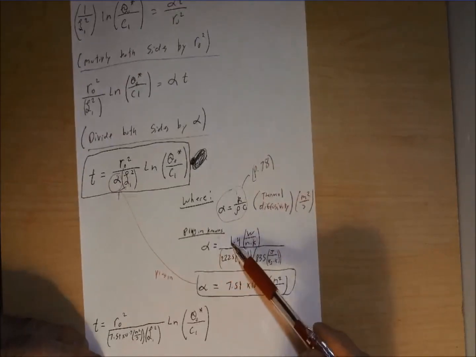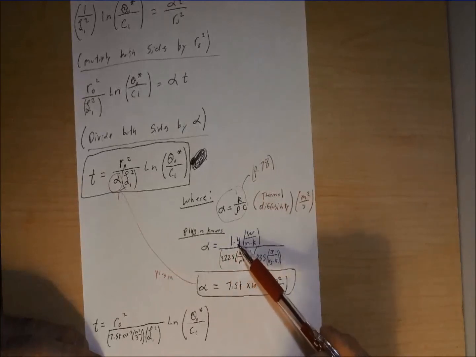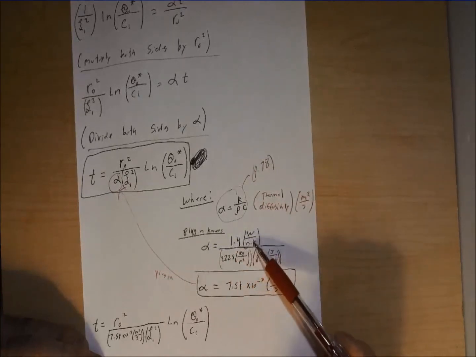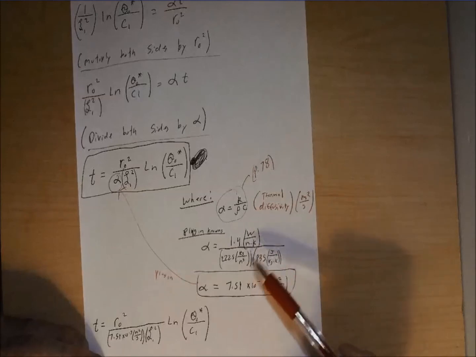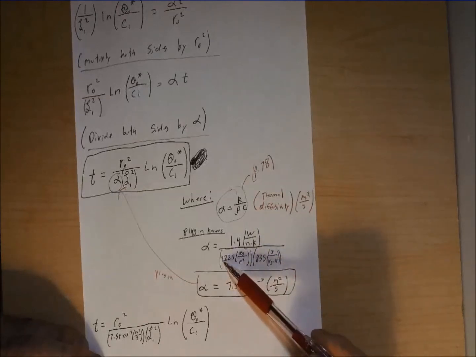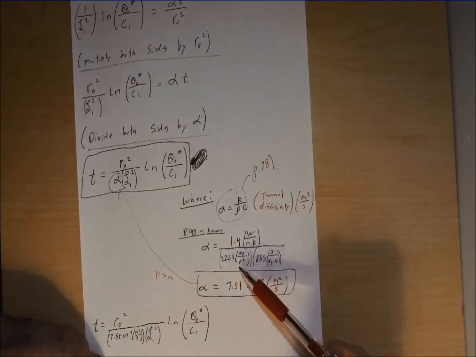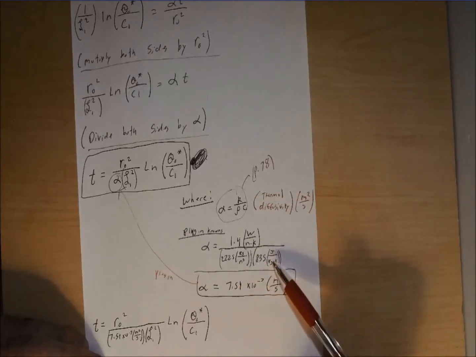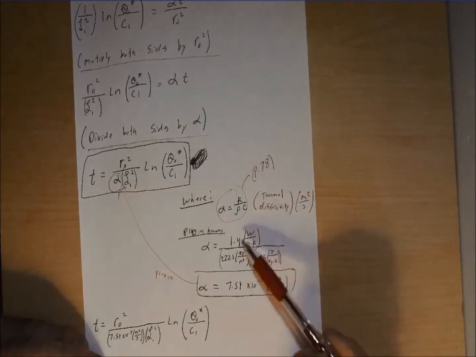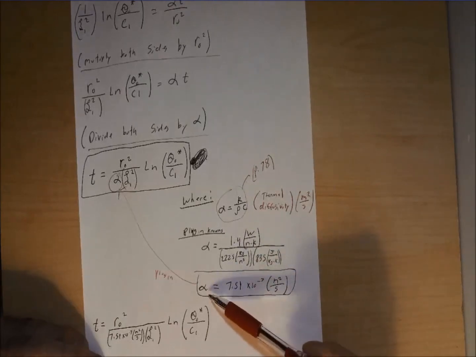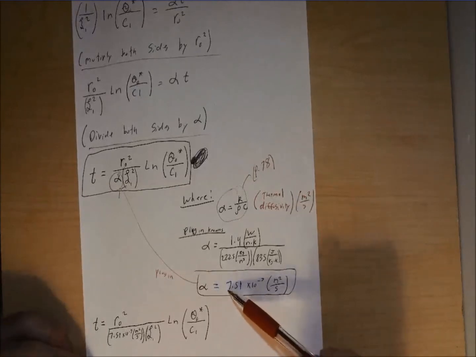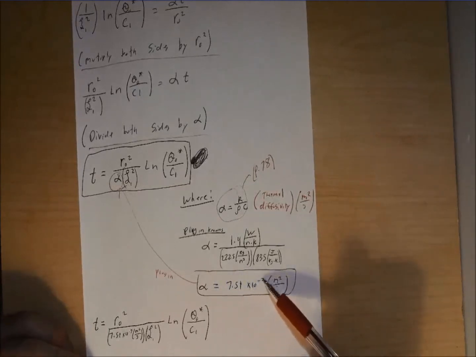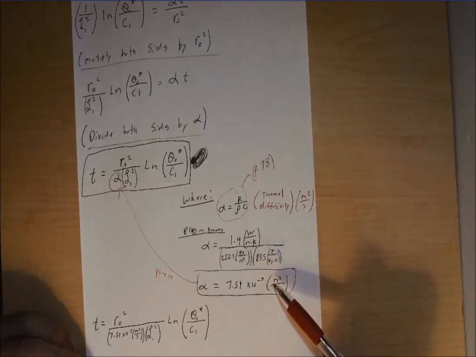So alpha is equal to our K value of 1.4 watts per meter Kelvin. I'm going to do unit analysis just to make sure. Density is given to us as 2,225 kilograms per meter cubed, and we have our specific heat of 835 joules per kilogram Kelvin. So from this, we can plug all these values in, solve, and get a numeric value for alpha, which is 7.54 times 10 to the negative 7th. If we do our unit analysis out, it comes out to meters squared per second, which is correct.